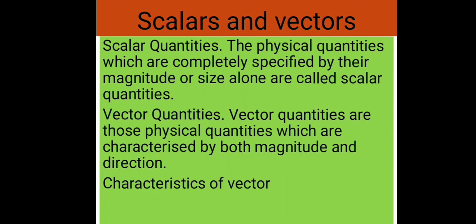Now come to the characteristics of the vector quantity, because vector is the important one for us. There are the following characteristics of the vector quantity. First, these possess both the magnitude as well as the direction. These do not obey the ordinary laws of algebra. Basically, we use vector algebra in this case. These are represented by an arrow or a bold face letter. These change if either the magnitude or the direction or both change.